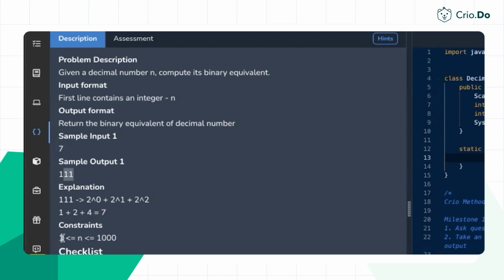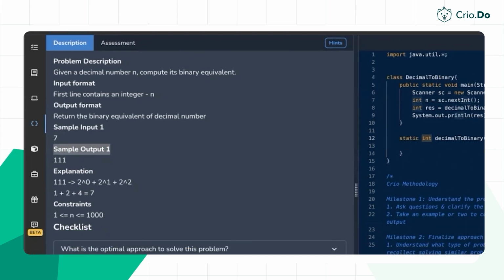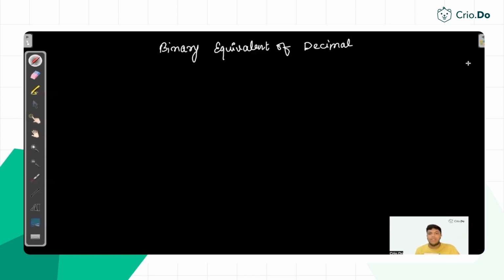So the input will be any number from 1 till 1000, that is, the decimal number can at max be 1000 and at min be 1, and the corresponding binary number should be returned in the form of an integral value. So it should be a combination of zeros and ones, because we know what binary means. Binary means 2, that is, either 0 or 1.